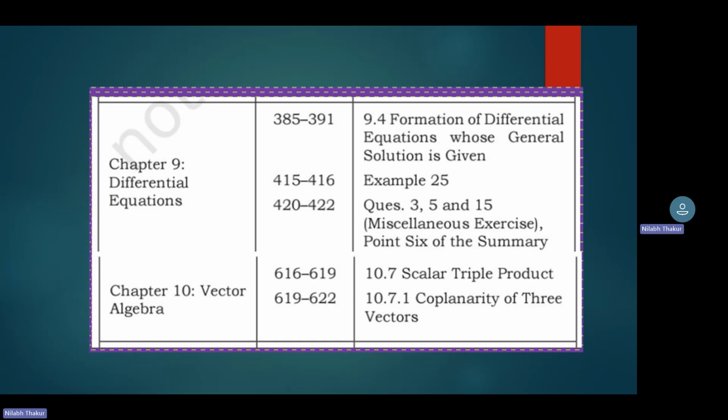Page number 415 to 416, example number 25, you can cross. Question numbers 3, 5 and 15 from page number 420 to 422, you can cross. Scalar triple product has already been deleted. Coplanarity of the three vectors has already been deleted.